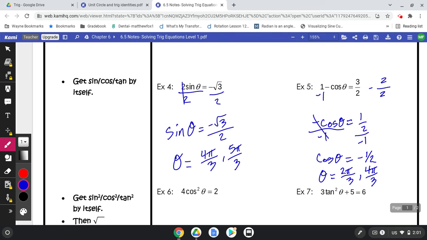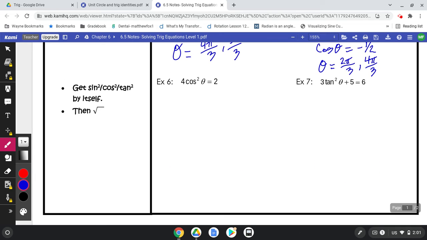Okay, the second thing, I hope you can notice right away on 6 and 7, it's cosine squared or tangent squared. Okay, what do we do if it's squared? First step is still the same. We need to isolate it first. So let's divide by 4. Divide by 4, we'll be left with cosine squared theta equals 2 over 4 is 1/2. Okay. Now at this point, to get cosine squared to just be cosine, we have to take the square root. If I do that to one side, got to do it to the other.